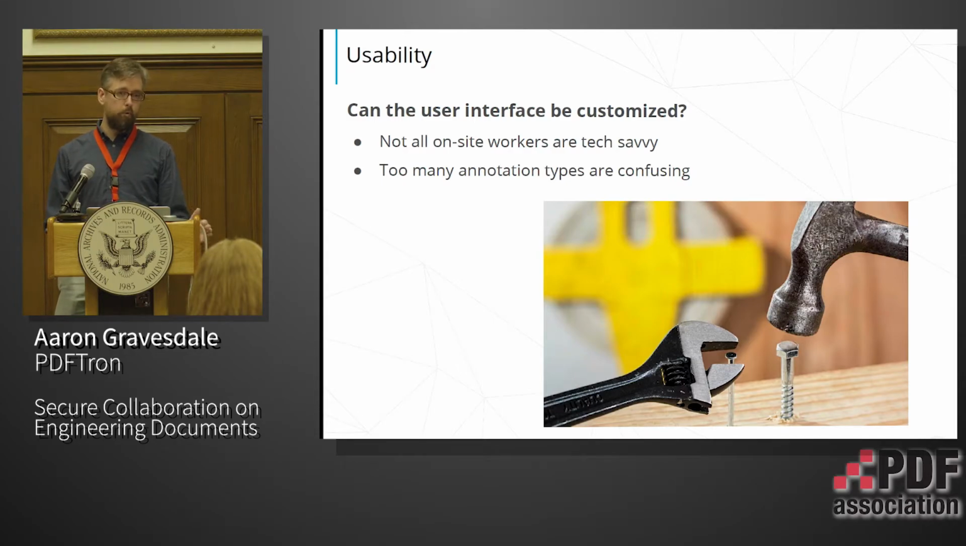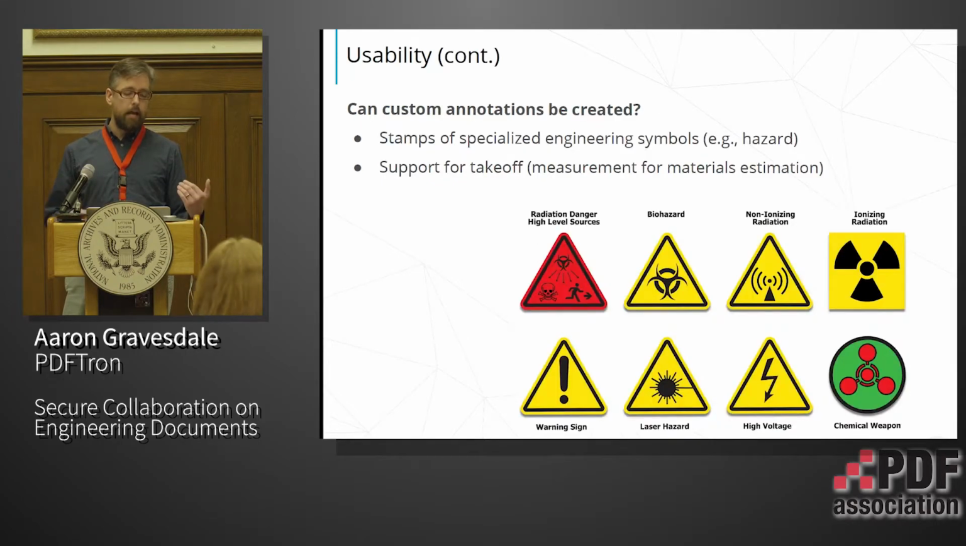So, for example, removing too many different kinds of annotation types that just aren't used in construction workflows. And also related to that, can I create new annotations that fit my workflow closely? And we've heard about this use case specifically of being able to add different engineering symbols onto an engineering document.